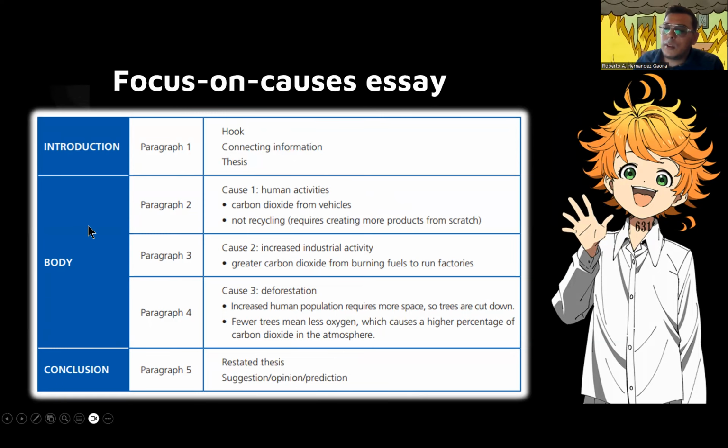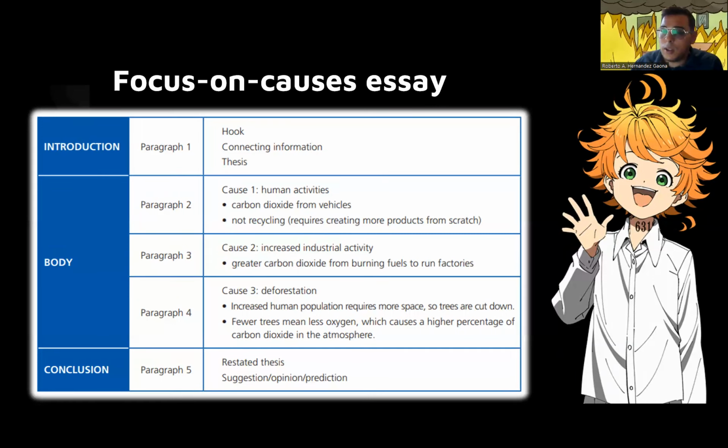Like I said, what is going to change is in the body. So the body, each paragraph, instead of mentioning one effect, they're each mentioning one cause. As you can see there, they are 3 different causes. Now, it's very important for us to be as specific as possible, depending on what you want to mention, like I mentioned in the previous example, with the bullet points. These bullet points are going to tell us what we're going to write about. For example, when I write about human activities, I'm going to focus on carbon dioxide from vehicles and not recycling. These are the main points I'm going to talk about. I don't really have to write about anything else. I just need to elaborate on these 2 points.